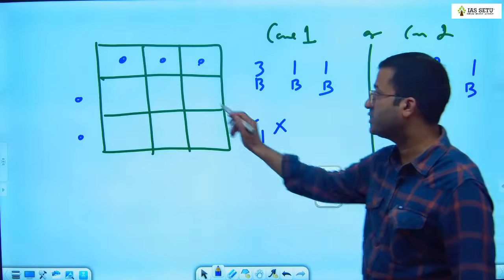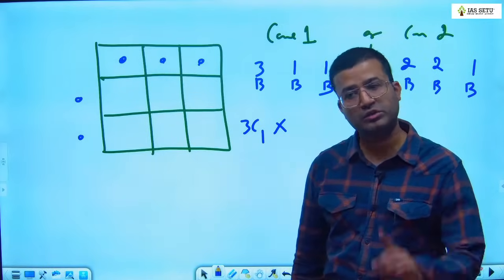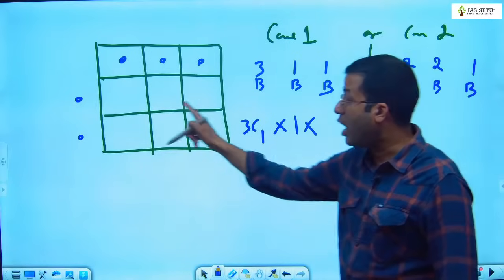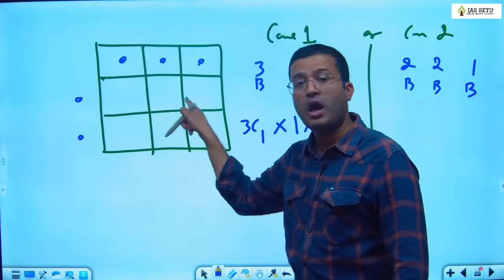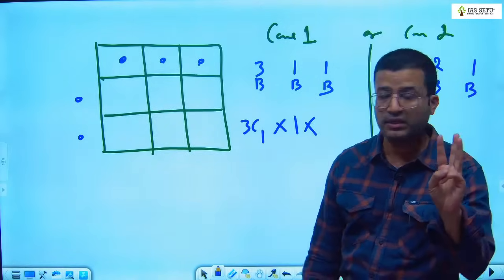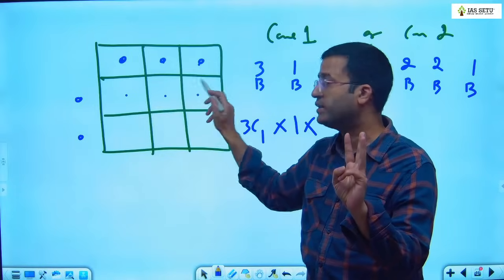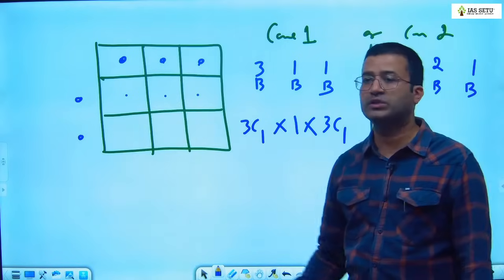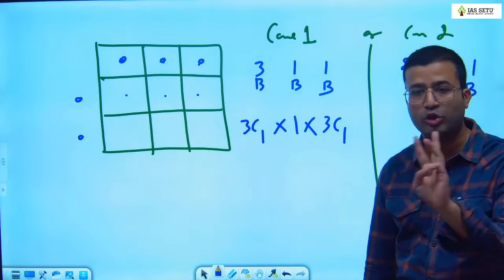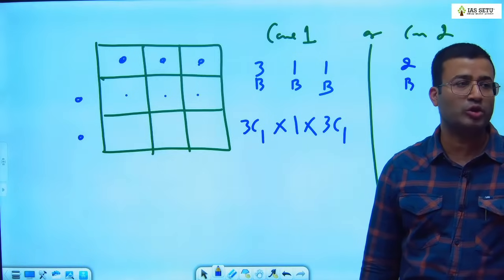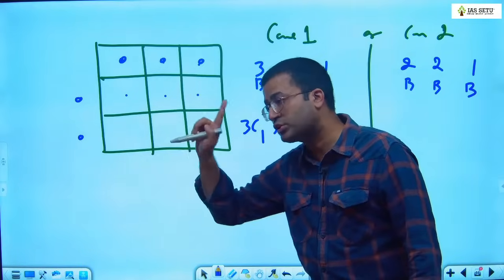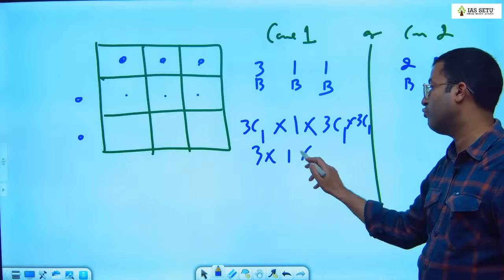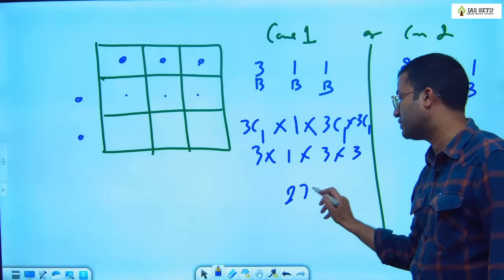In how many ways can you put 3 balls in these 3 boxes? One way, put one ball in each box. In how many ways can I put 1 ball in one of these 3 boxes? 3 ways, either in this box, or this box, or this box. This is called 3C1. There is only one ball but there are 3 boxes, so out of 3 boxes you have to select 1 box. 3C1. So 3 into 1 into 3 into 3, 27.